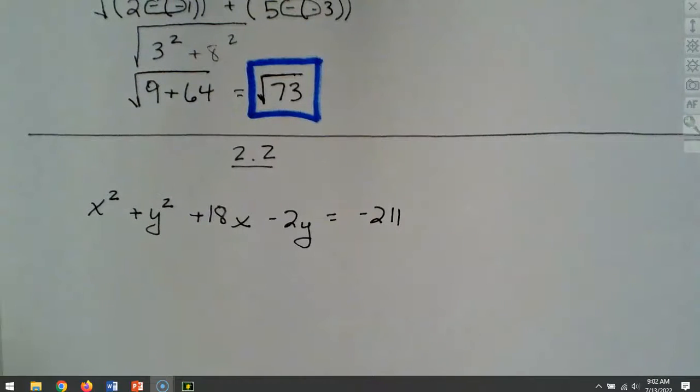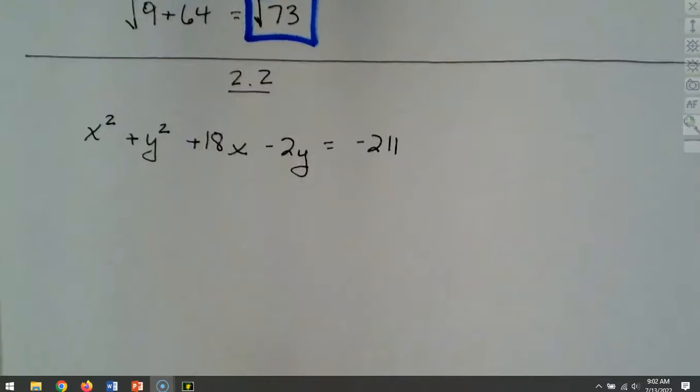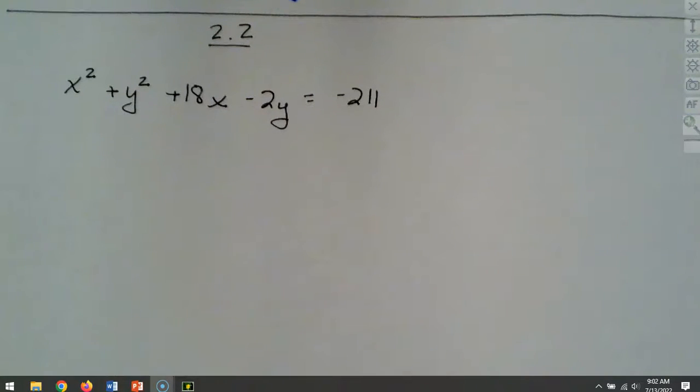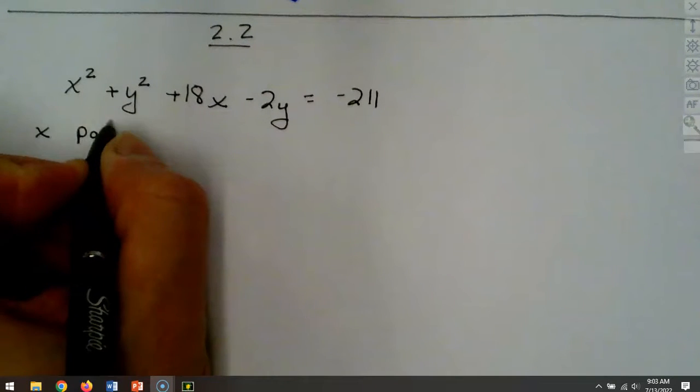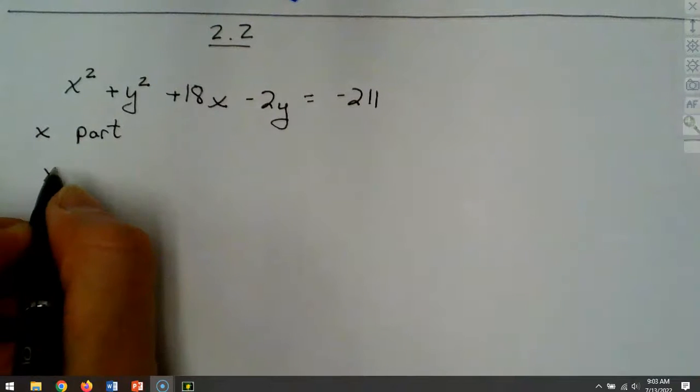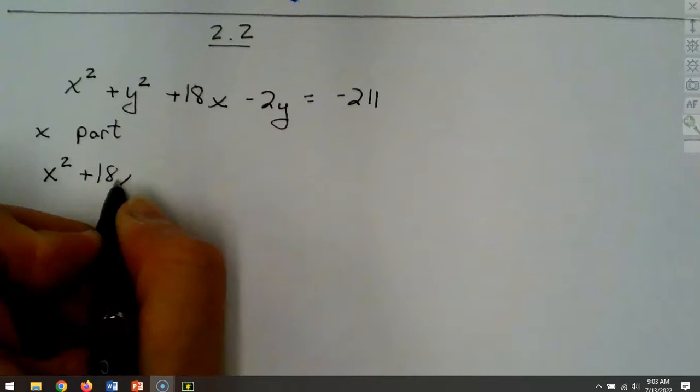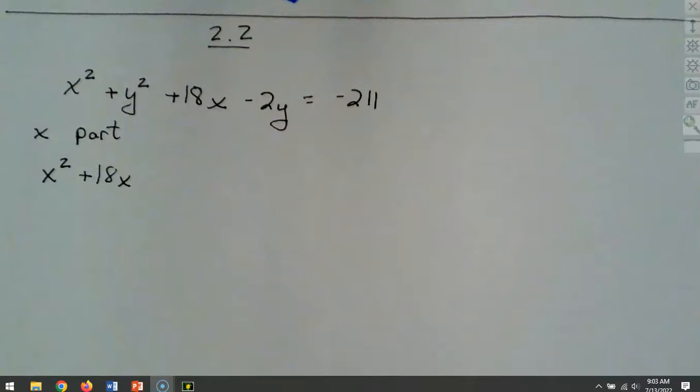Okay, so I just went ahead and moved that over, because remember, when we work with these circles, what do we want? We want all the x's and the y's on the left-hand side. Just the numbers, the constants, go on the other side, on the right side. Now we need to complete the square. And we look at each one individually. So let's look at the x part. We've got x squared plus 18x. Now remember, what do we have to do? We have to half and square. That's all you have to remember for these circles, is half and square.